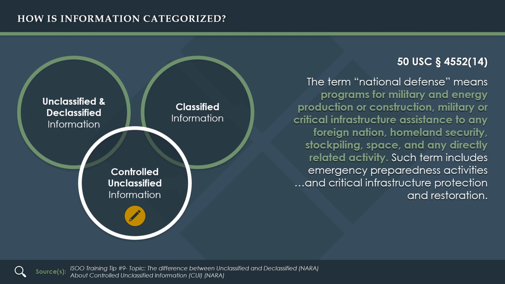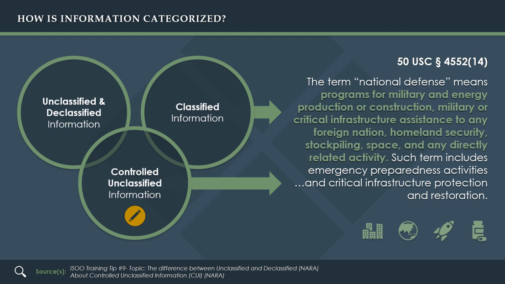There's also one more category that isn't commonly referenced: controlled unclassified information. This category includes information that's tightly controlled and not publicly available, but it's not necessarily classified. Certain types of national defense information may fall under the classified category or the controlled unclassified category, depending on its nature. However, regardless of which category it falls under, it's generally protected and it can't be disclosed.